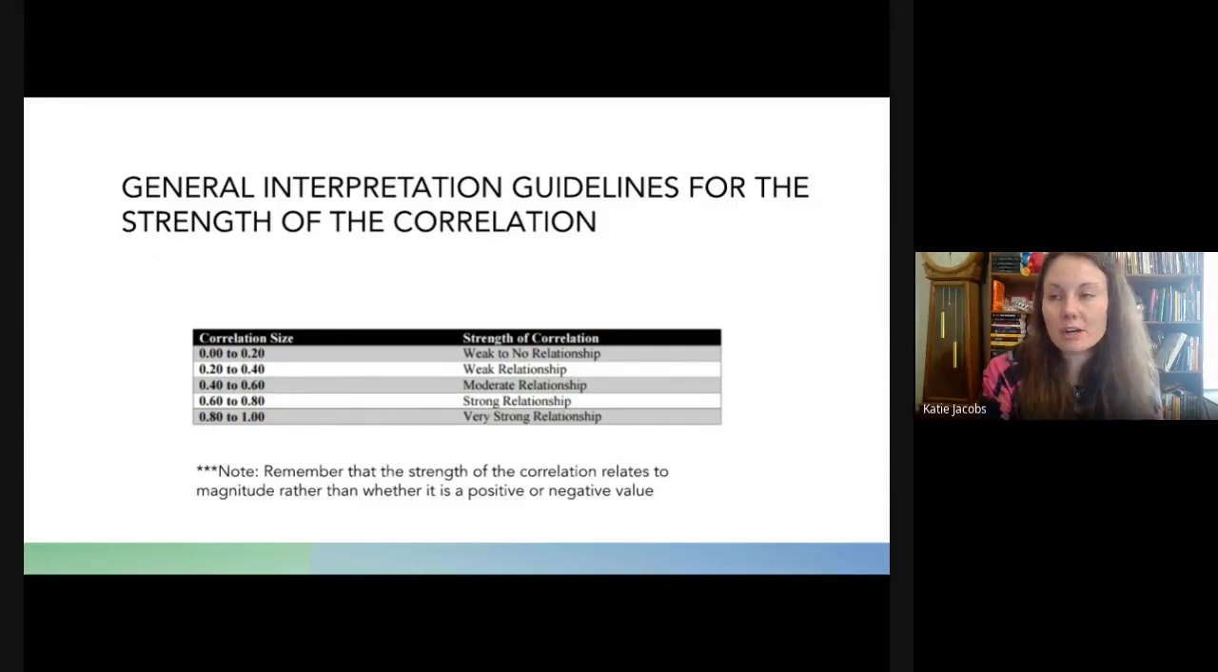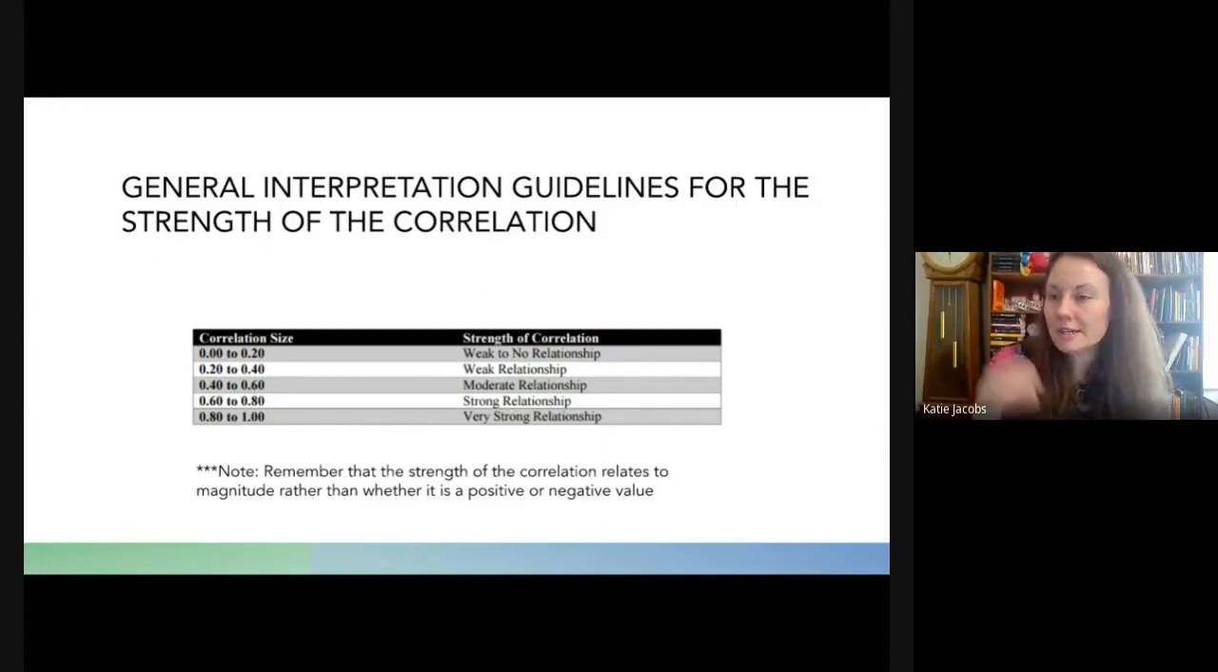So then a correlation of 0.20 to 0.40 means a weak relationship. 0.40 to 0.60 is a moderate relationship. Once we get to 0.60 up to 0.80, we have a strong relationship. And then once we get to 0.80 all the way up to 1, we have a very strong relationship.